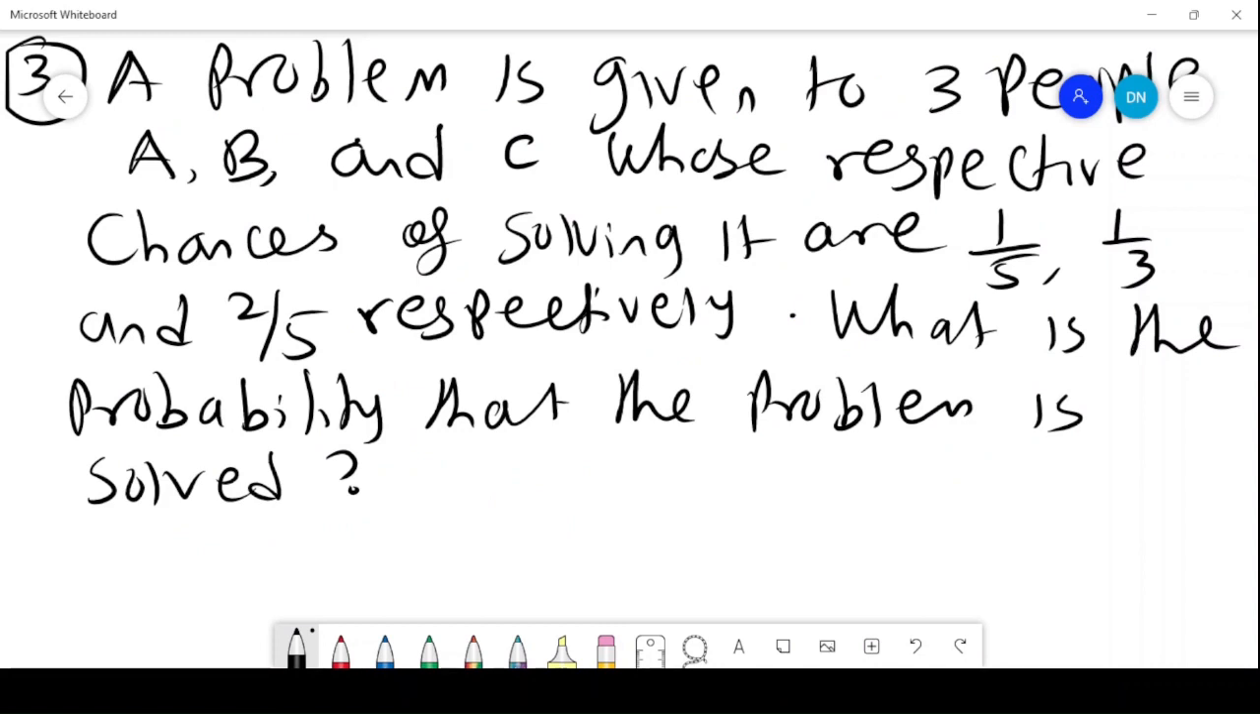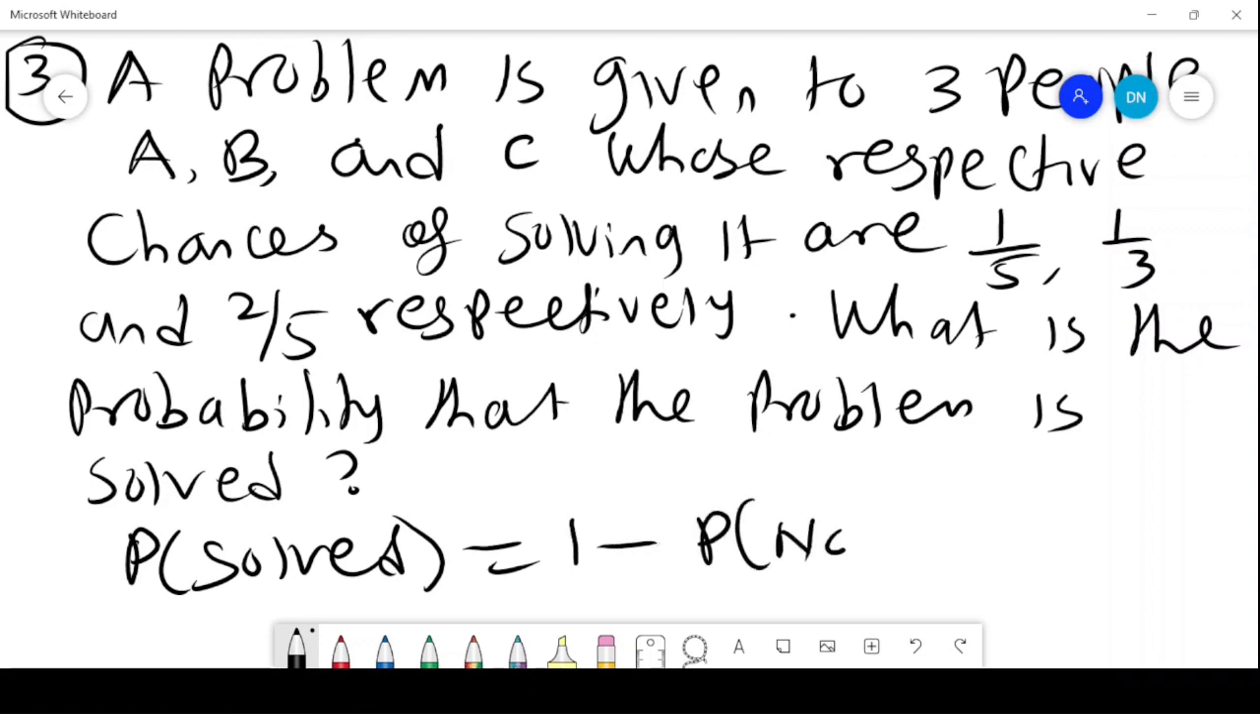So number 3, a problem is given to 3 people, A, B, and C, whose respective chances of solving it are 1 over 5, 1 over 3, and 2 over 5 respectively. What is the probability that the problem is solved? So the probability of the problem being solved will be equals to 1 minus the probability that it is not solved.